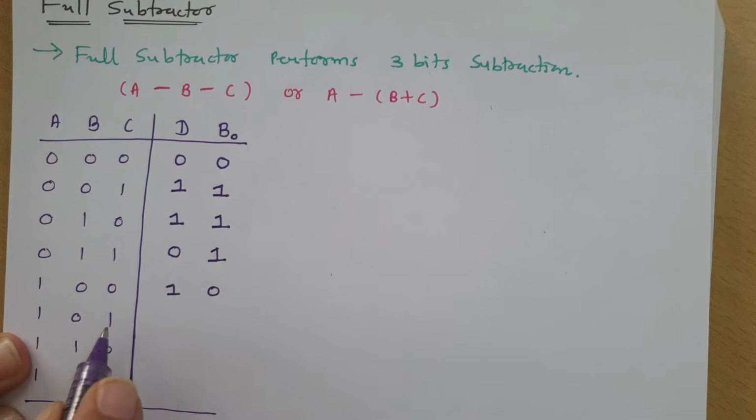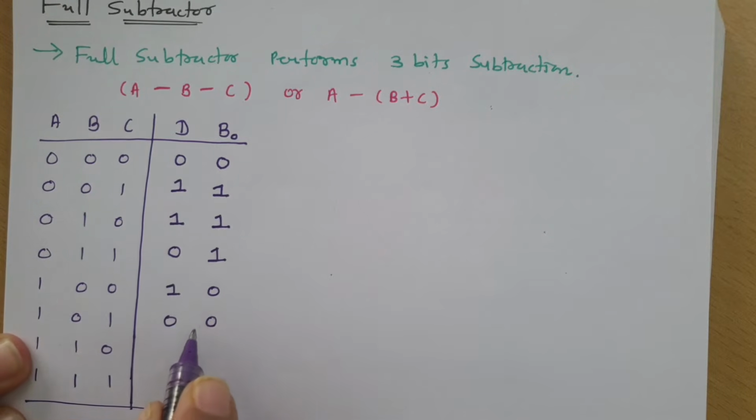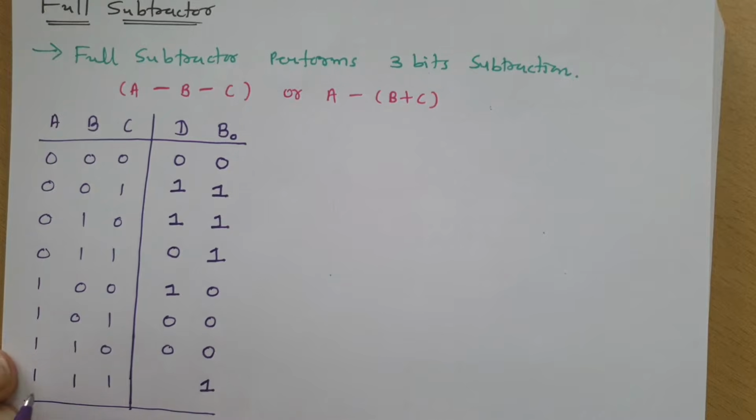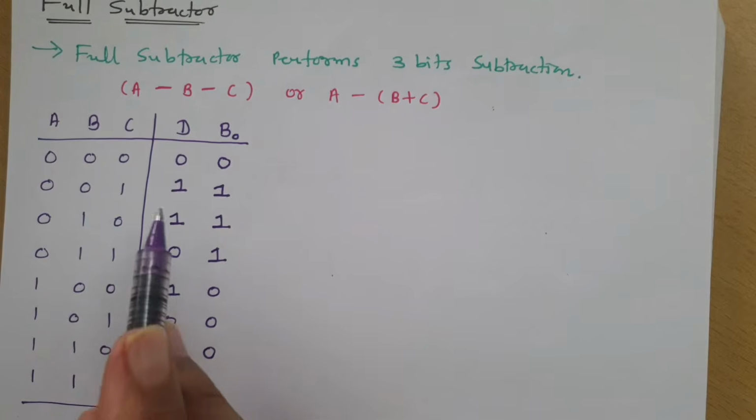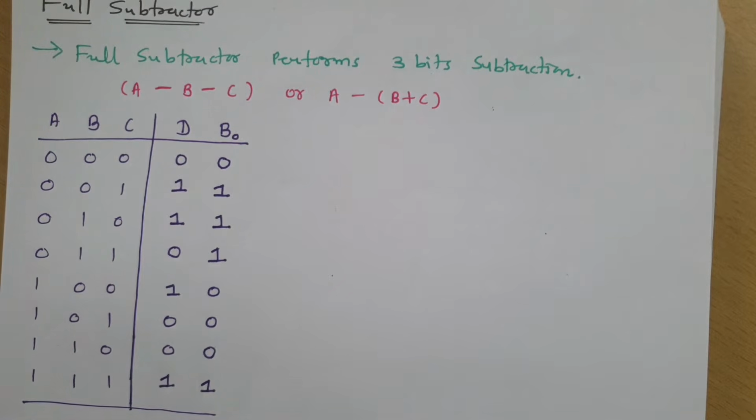1 minus 0 minus 1, so 1 minus 1, difference is 0, borrow is 0. 1 minus 1 minus 0, so 1 minus 1, difference is 0, borrow is 0. 1 minus 1 minus 1, so 1 minus 2, that cannot be performed. So here we need to take borrow. Once you take borrow, base will be 2. So 2 plus 1, 3 minus 2. So 3 minus 2 is 1. So difference is 1. This is how we get difference and borrow.